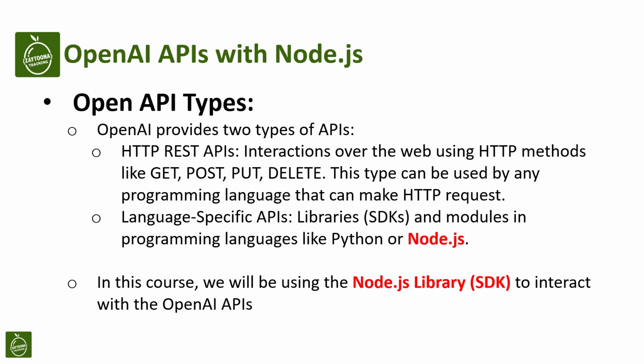The second type is language-specific APIs. These are libraries, SDKs, and modules in programming languages like Python and Node.js. So Python users and Node.js users can download this library, or sometimes we call it an SDK, which is written in that language, Python or Node.js, and they can interact with the models directly using these libraries without going through the HTTP REST APIs. In this course, we will be using the Node.js library or SDK to interact with the OpenAI APIs.